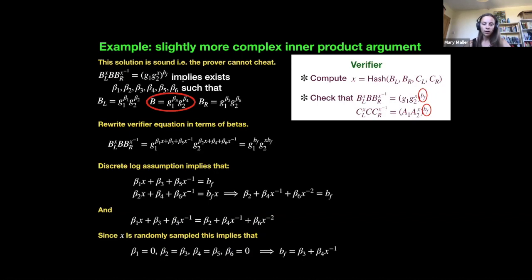So now we have that BF is equal to beta 1 plus beta 3 plus beta 5 x to the minus 1. We know that beta 1 is equal to 0, and we know that beta 5 is equal to beta 4. So if you put them together, we have an exact equation for BF in terms of beta 3 and beta 4, which were our discrete logarithms for our B value, our public input B. And this was what we were trying to achieve with this verification equation. We were trying to say that we know some formula for BF that depends on the form of B.